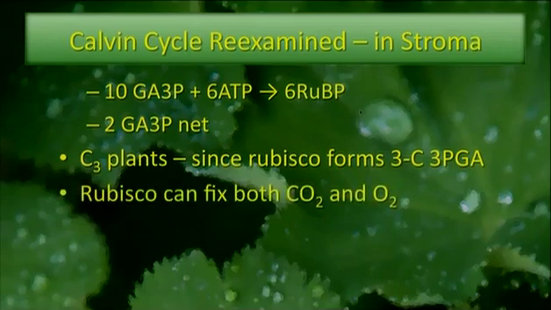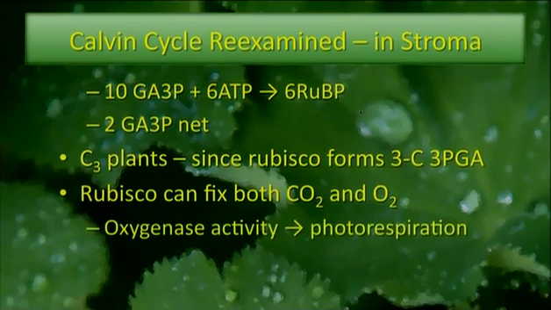Now rubisco, the enzyme, is the most prolific enzyme in the world. There's actually more rubisco than any other enzyme in the world. Think about it, all these plants have rubisco. Rubisco can fix both carbon dioxide and oxygen gas, which we talked about a little bit earlier. When it's acting as an oxygenase, it's using oxygen as a substrate, and that can lead to photorespiration, which we've talked about before.